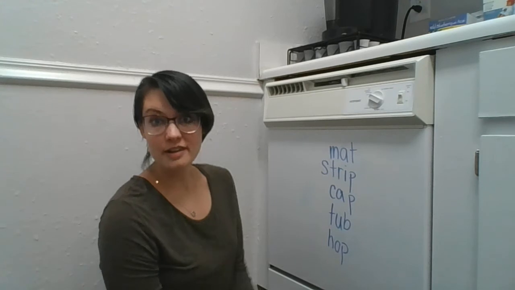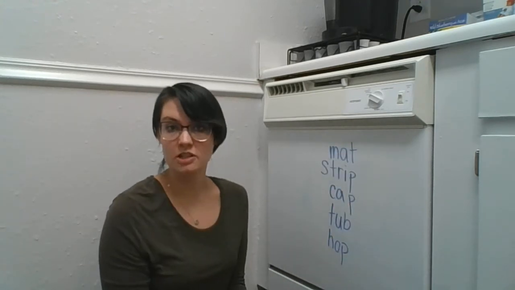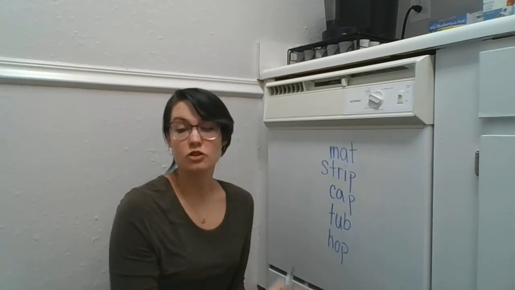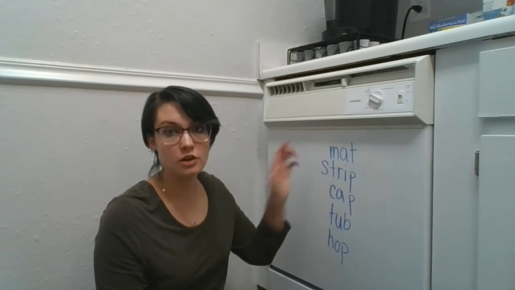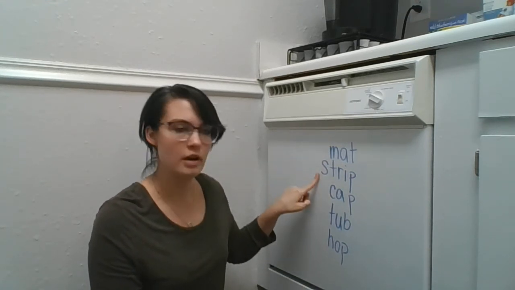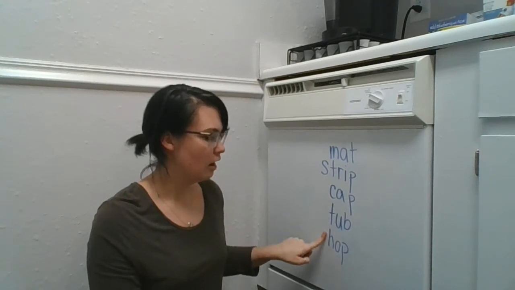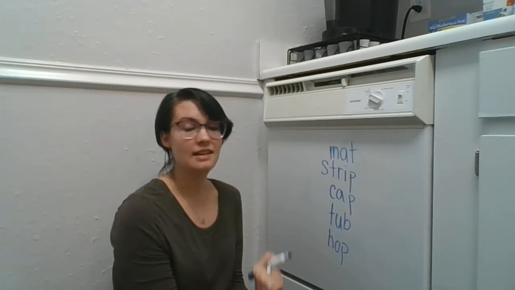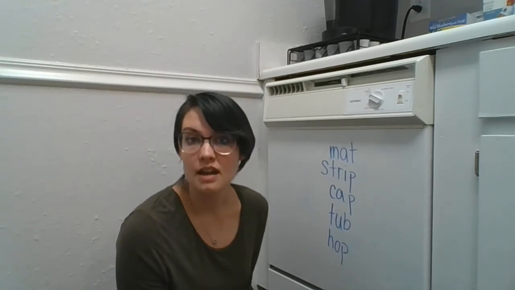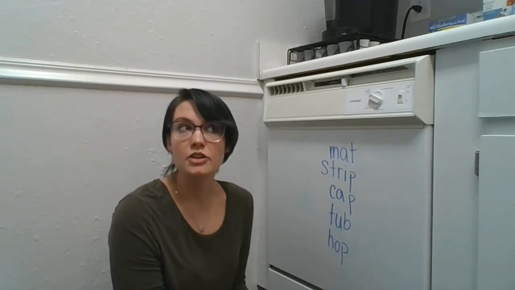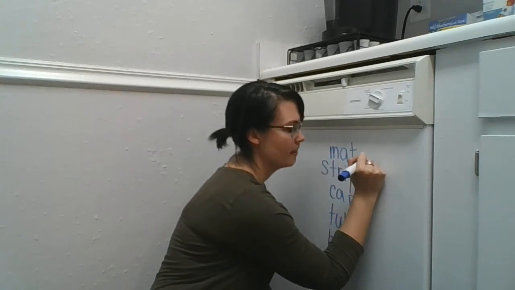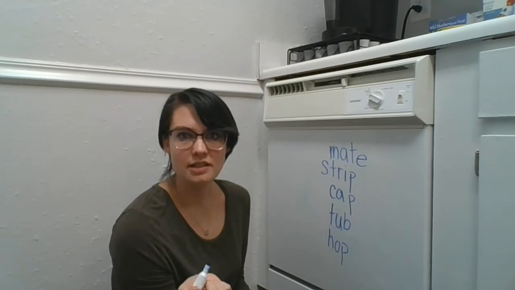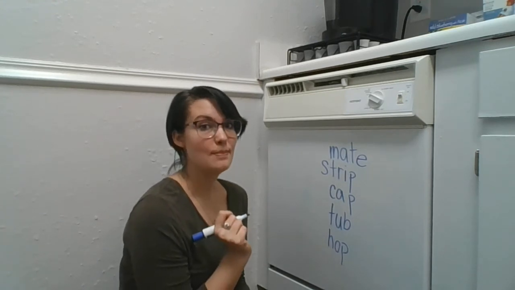So you have that list of words, and then you can write them out straight on top of each other like this, and you can finger stretch them, or if you already know what it is without finger stretching, just read it. Read down the list first without adding anything. Mat, strip, cap, tub, hop, and then go down and add the E. Now, if you want to have your grown-ups help you with this, or turn it into a game, you can see if they can figure out what the E does to the word. So mat, and add the E, what does it turn into? If you said mate, you're right.